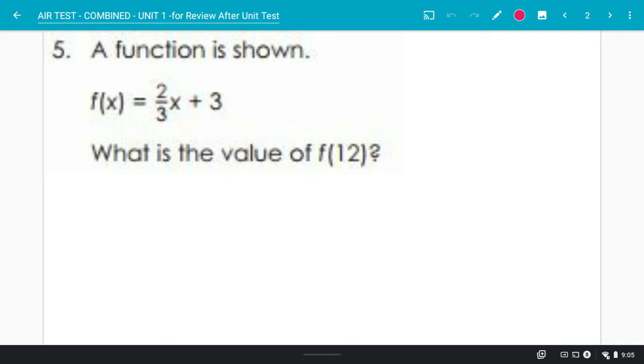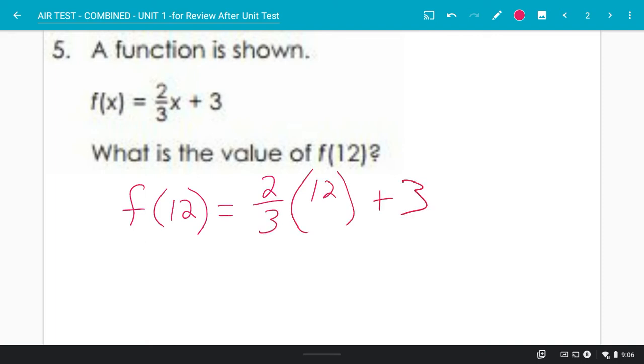This first one is the most fundamental thing that we did, where we need to evaluate the function. What does it mean to evaluate the function? It means to plug it in. So all we have to do here is take this 12 and plug it into that equation for x. But we're going to use function notation. In other words, we're going to say, f of 12. What happens when we insert 12? 2/3 times 12 plus 3.